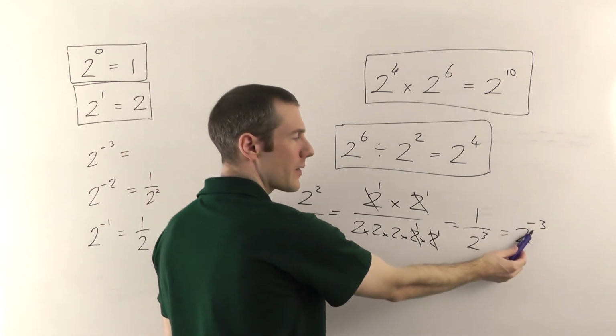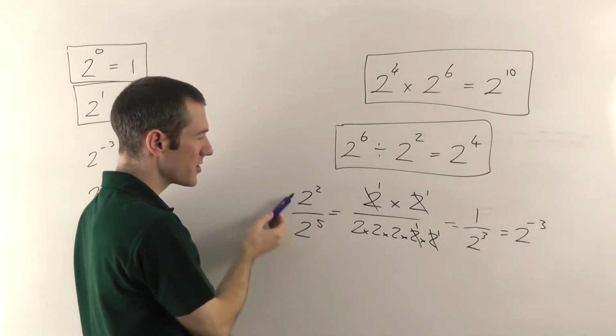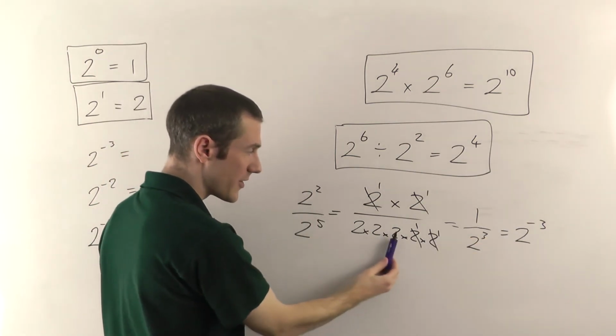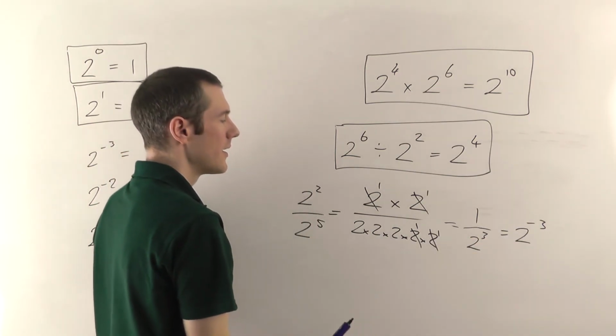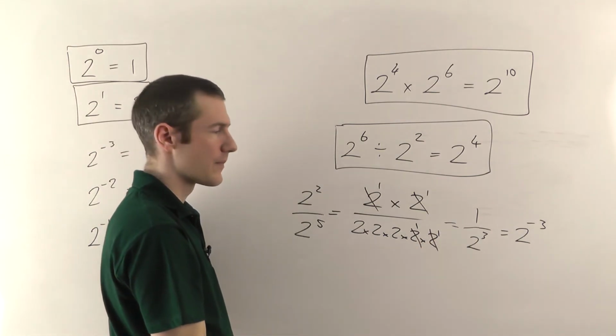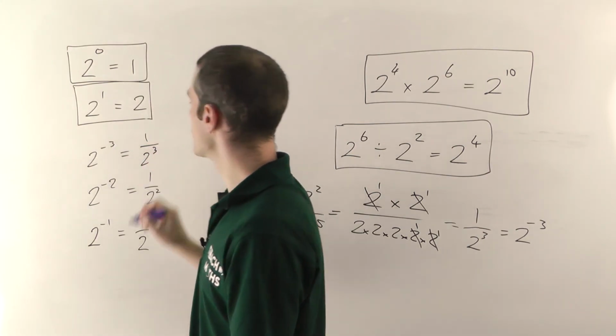So the minus power here, in this case the minus 3, means I had 3 more 2's on the bottom than I did on the top. 2 minus 5 gives you minus 3. Here they are, the 3 extra 2's are on the bottom. And so that's going to become 2 cubed on the bottom. So 2 to the minus 3 is 1 over 2 cubed.